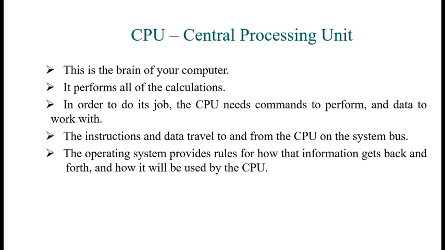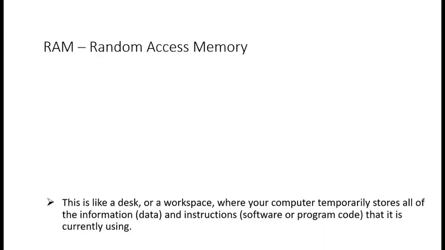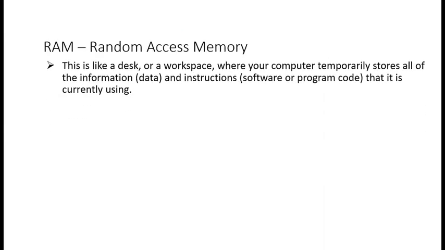The operating system provides rules for how that information gets back and forth and how it will be used by the CPU. So the operating system knows the rules for how any information can be used, and how the CPU will use that information will also be known to the operating system. So the CPU is one important part that should be there in the computer system to get the task done.